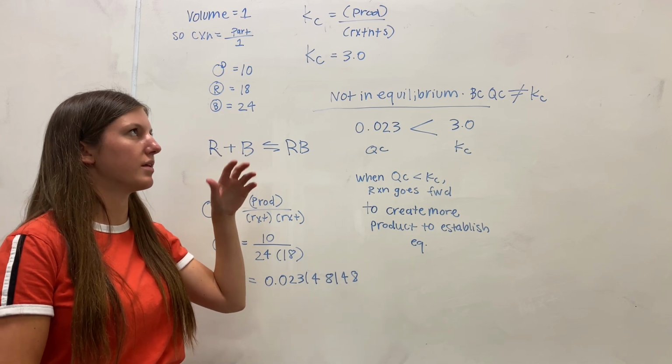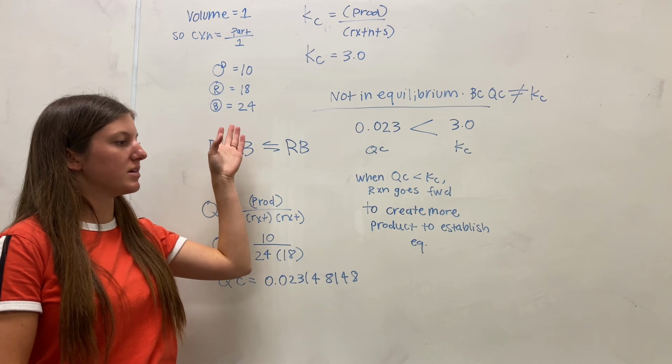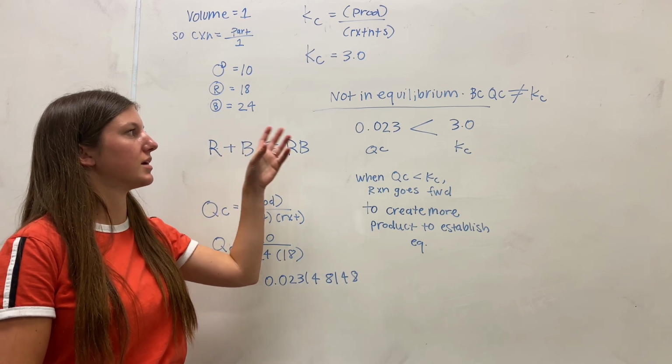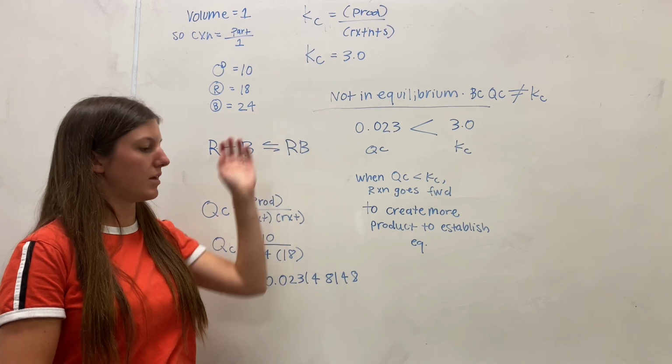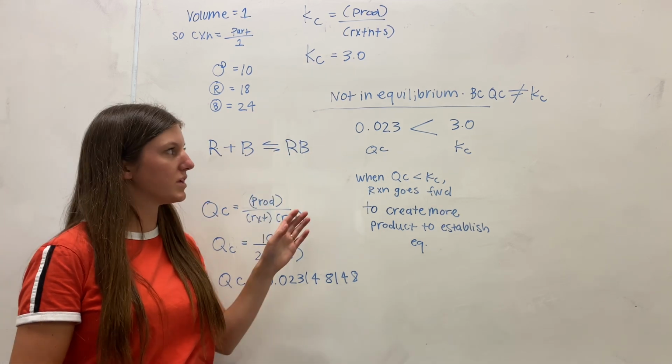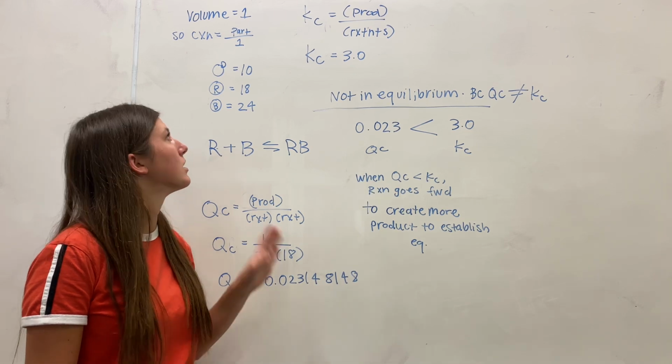where the reaction is at this moment, we can calculate the Qc and compare it to the Kc, and if the reaction quotient equals the equilibrium constant, then we'll know that the system is in equilibrium, and if not, then we'll go from there.